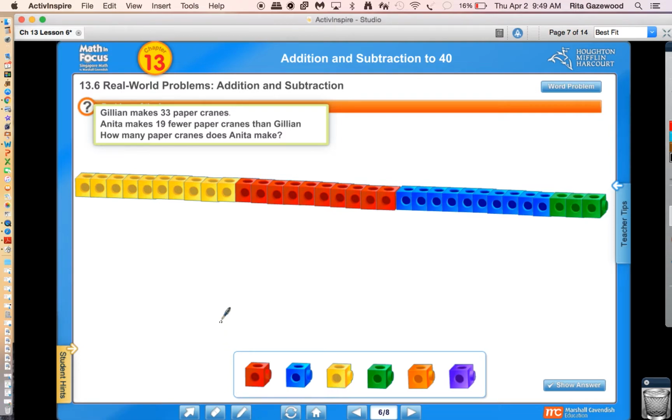So let's begin by writing this as a problem. 33 minus 19, because she has 19 fewer, equals. We want to know how much that equals. That's how much Anita has.